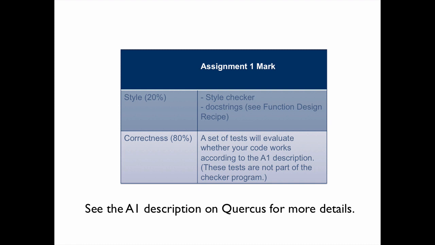Correctness is worth 80% of your assignment 1 mark, and the tests that we use for correctness are not part of this checker program. We'll run a different set of tests, so you need to make sure that you test your code thoroughly before you submit your work.